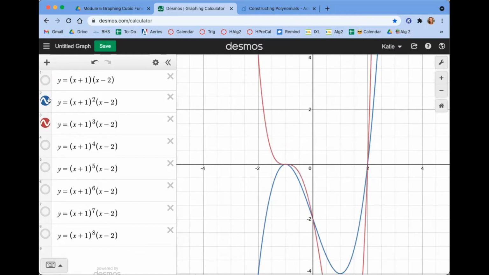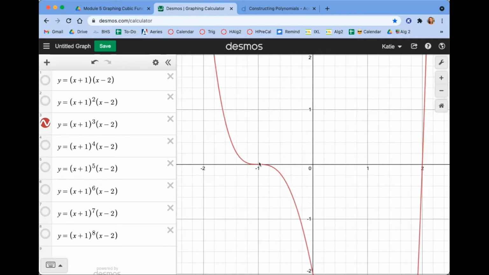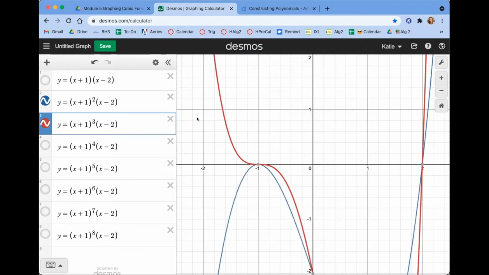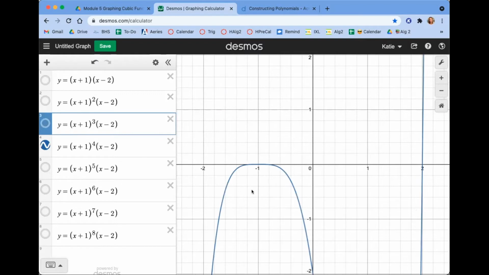So if we look to the third power, now we see at -1, we have this little kink in our function. So it flattens out for a moment, and then it crosses at -1, and then it continues going. So here we are actually crossing, not like the bouncing off of our last function. And so let's keep exploring to the fourth power. And oh, look at that, another bouncing off point.